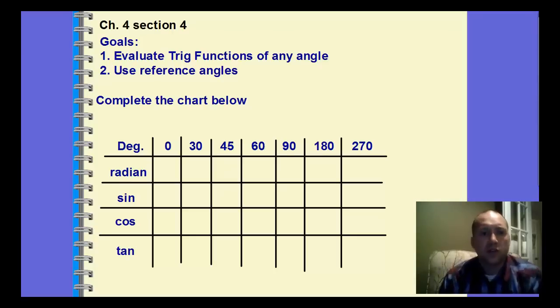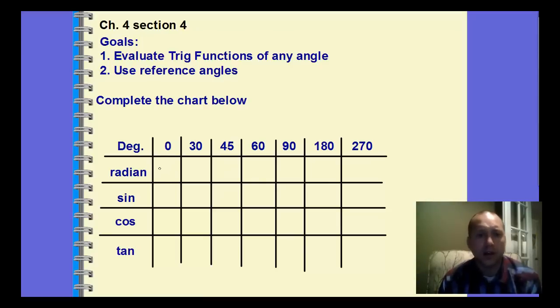Precalc, Chapter 4, Section 4, we're going to evaluate trig functions of any angle, and we're going to use reference angles to help us find our trig function. So this chart below here, you should be able to complete this. If you want to pause the video and see if you can fill in all of these blanks, go ahead and try that and see how quickly you can do that. If you need to make triangles, you can do that. Do not use your unit circle, but if you need to create a unit circle, or think about the unit circle, you can do that.